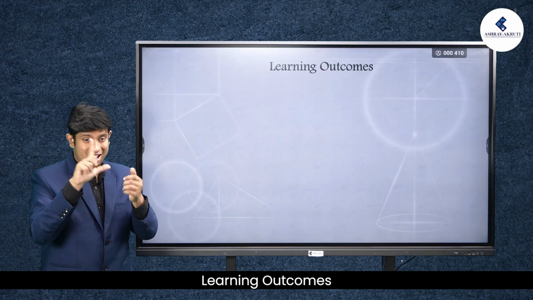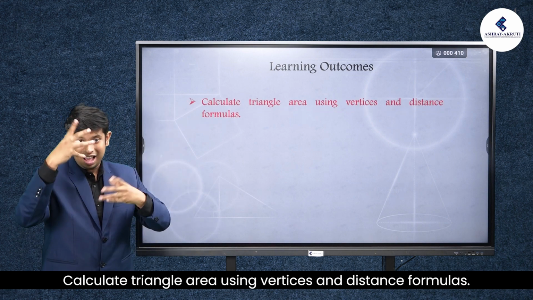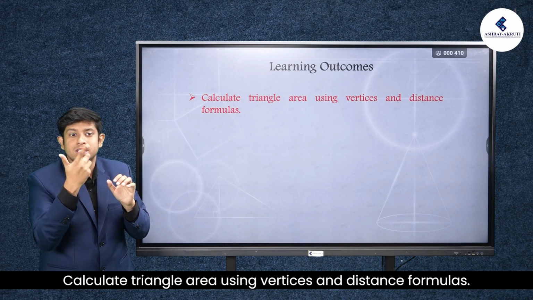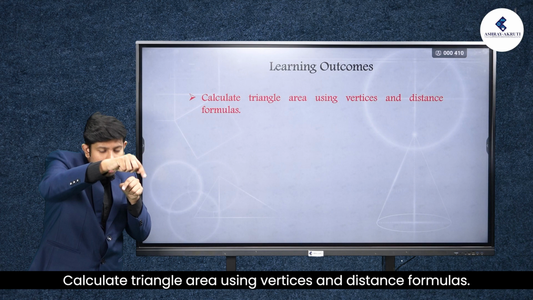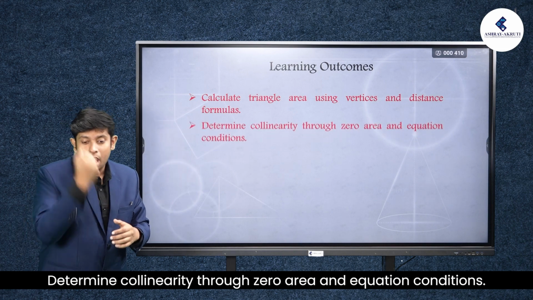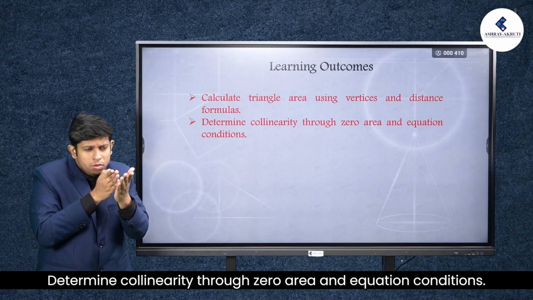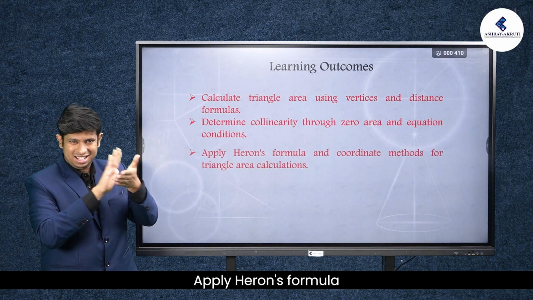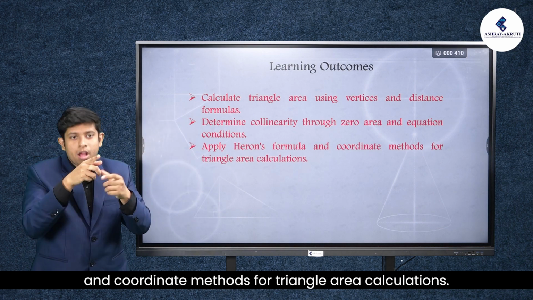Learning outcomes. At the end of this lesson, you will be able to calculate triangle area using vertices and distance formulas. Determine collinearity through zero area and equation conditions. Apply Heron's formula and coordinate methods for triangle area calculations.